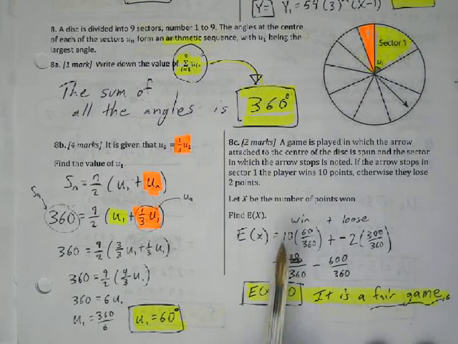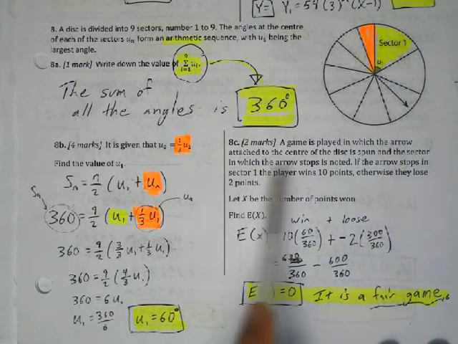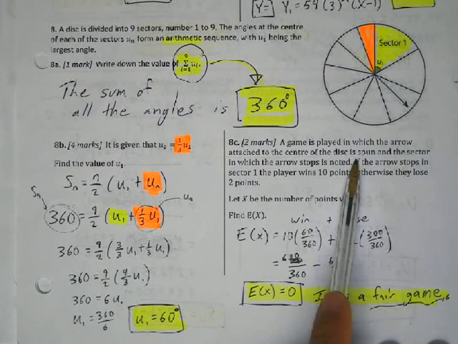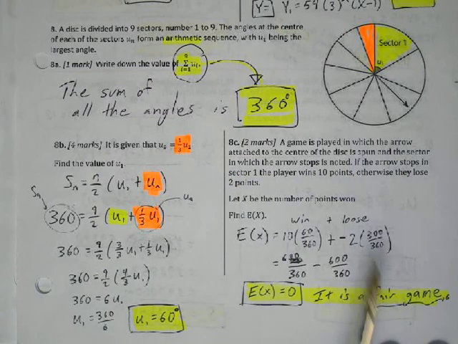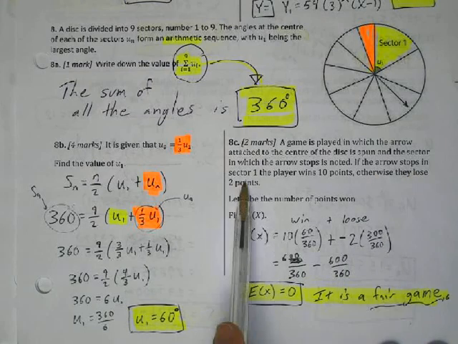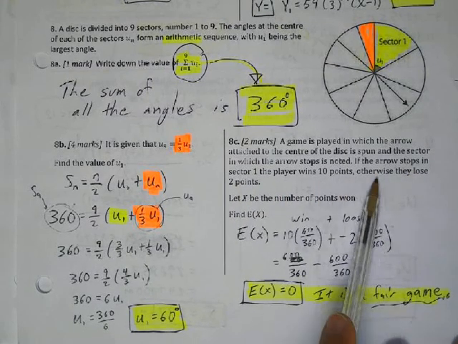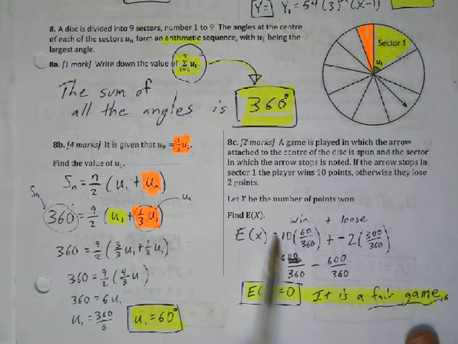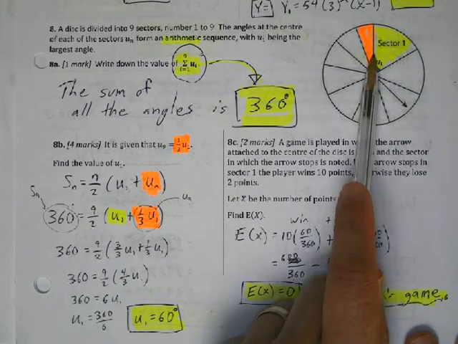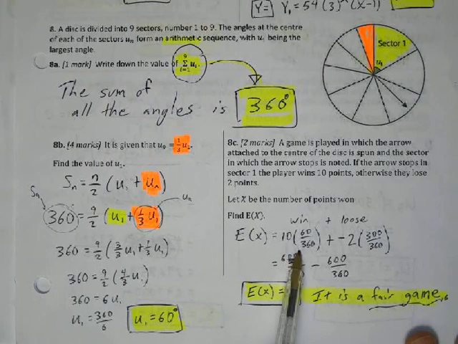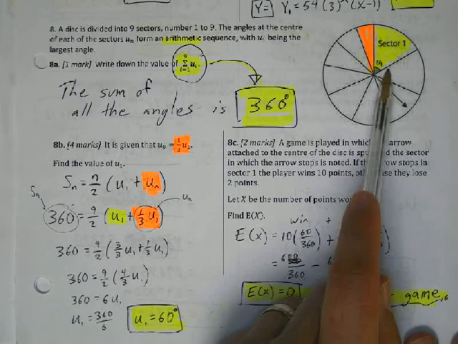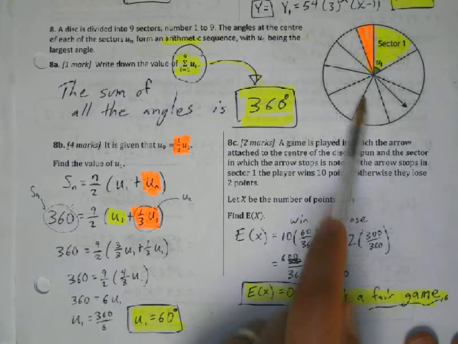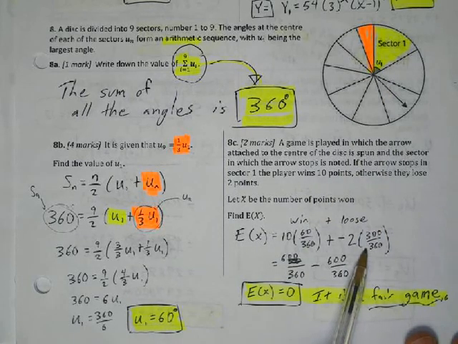Okay, now we're playing a game, and the arrow is spun, and the arrow stops on random sectors. If the arrow stops in sector 1, you're going to win 10 points. Otherwise, you're going to lose 2 points. So if I'm winning, and it will land on sector 1, which is a 60 out of 360 chance of winning. If you win, you're going to get 10 points. If you lose, okay, so all of this here is going to be 300 out of 360. And then you're going to lose 2 points.